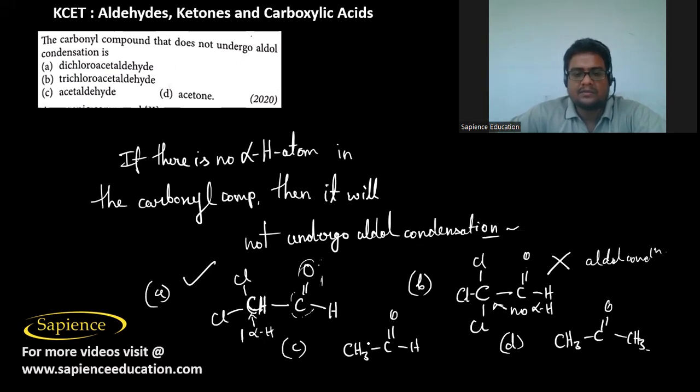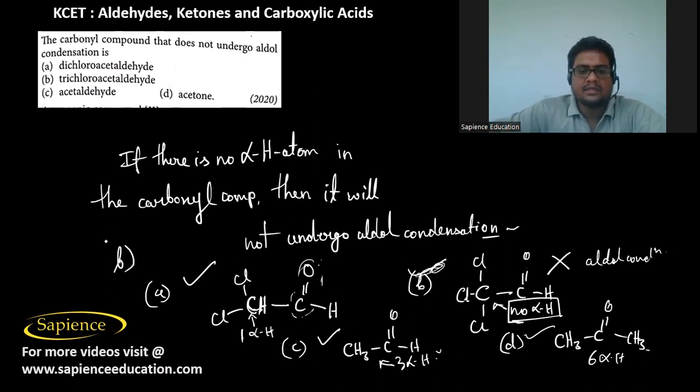And in option C, we have 3 alpha hydrogens, so it will give aldol condensation. In option D also, we have 3 plus 3, 6 alpha hydrogens, so it will obviously give aldol condensation. So only option B will not give the aldol condensation reaction since it has no alpha hydrogens. So option B is the correct answer.